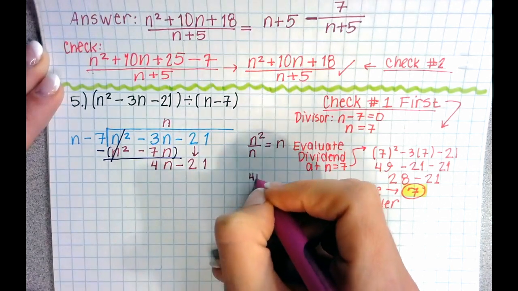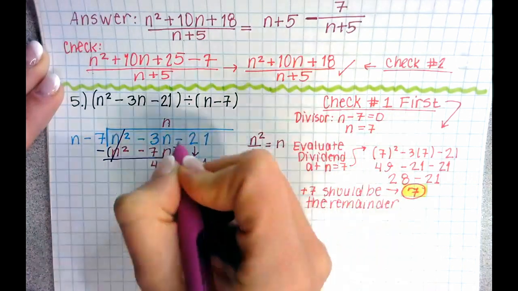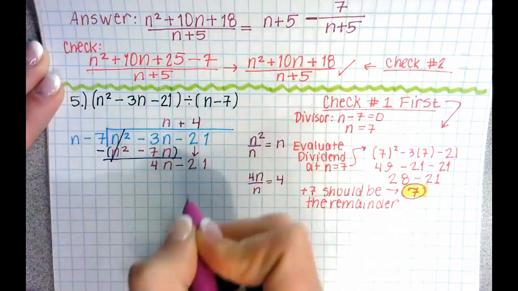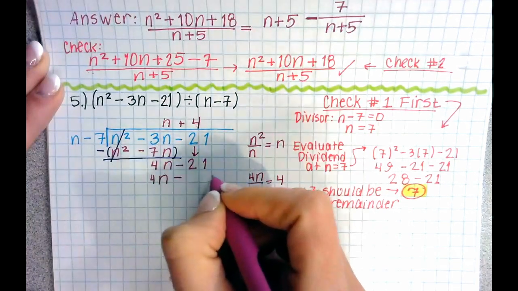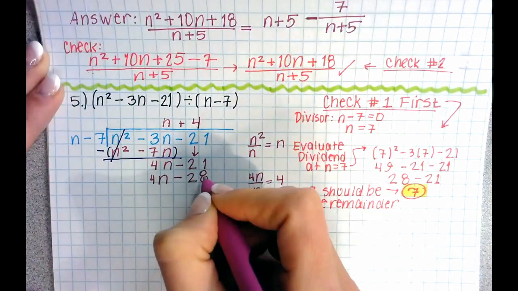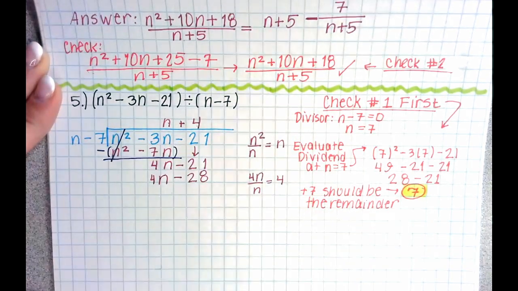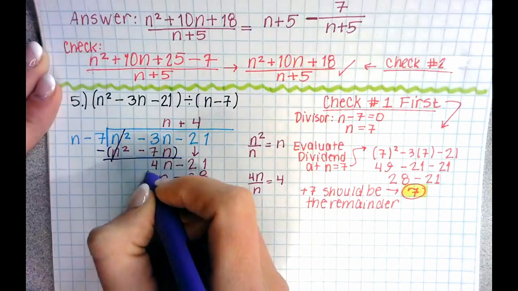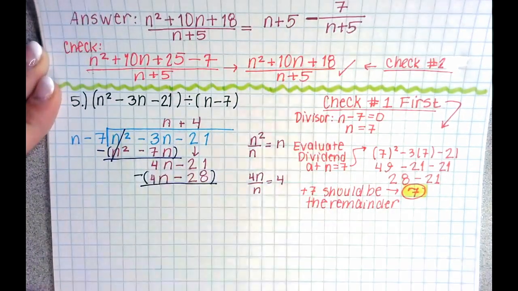4n divided by n, that one on the outside, is 4. So plus 4 right there. 4 times n minus 7 is 4n minus 28. Don't force positives and negatives in the wrong places because you know things are supposed to cancel. It will happen organically if you do what you're supposed to do. Alright, don't try to force it.